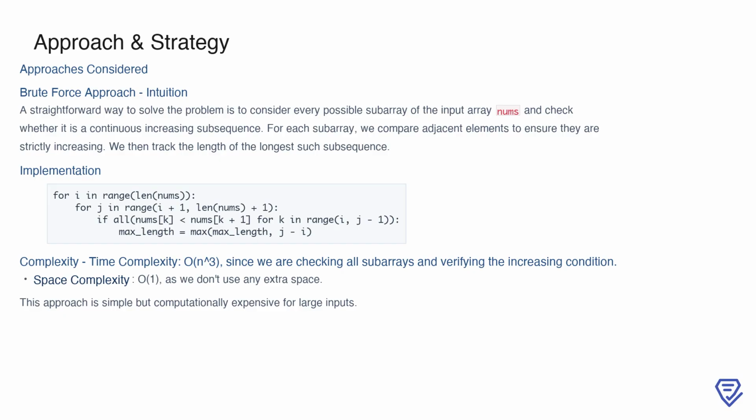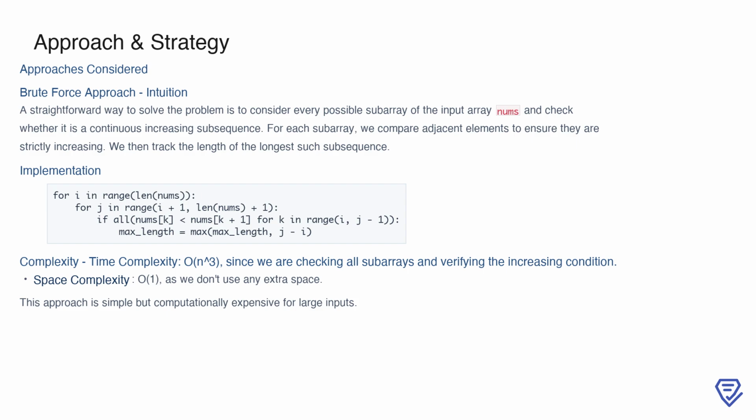To begin solving the problem, one of the first approaches we can consider is the brute force method. The intuition here is to examine every possible subarray within the input array nums and check if each subarray is a continuous increasing subsequence. To do this, we would compare every adjacent pair of elements in the subarray and ensure that each element is strictly less than the next.